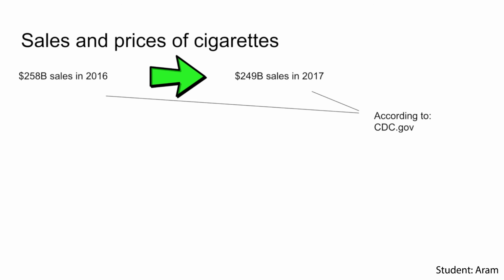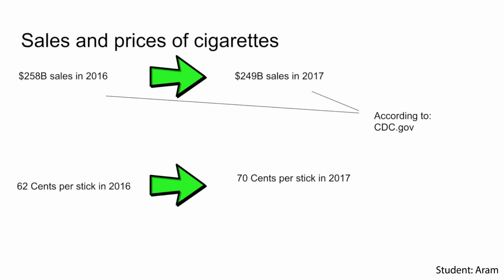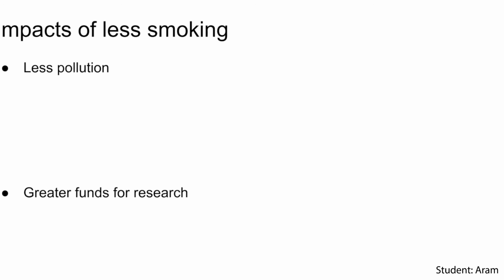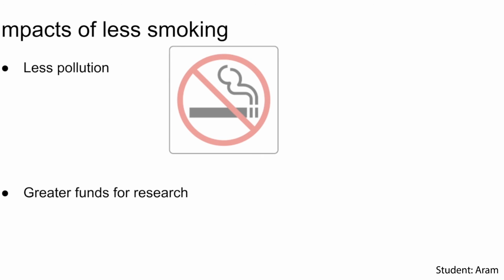According to www.news.com.au, the price of cigarettes increased by 13%, as in 2016 it only cost 62 cents per stick, whereas in 2017 it cost 70 cents per stick. The impact of less smoking includes less pollution. If smoking decreases, there will be less pollution and littering, which will result in greater environmental sustainability. This is because the smoke releases toxic air pollutants into the atmosphere. The government has done this through no smoking signs in public.